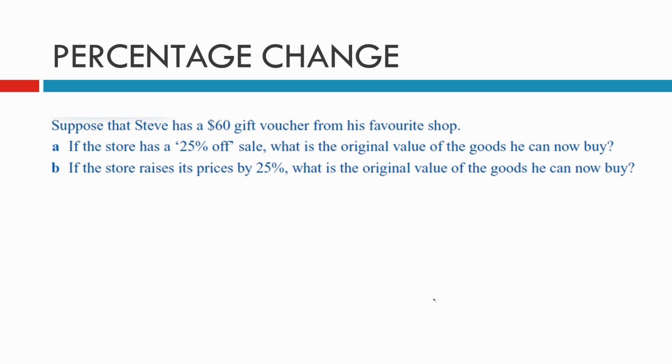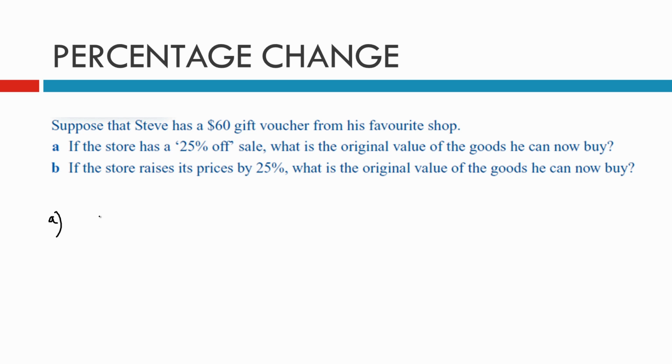So suppose that Steve has a $60 gift voucher from his shop. If the store has a 25% off sale, what is the original value of the goods? The value of the goods that he can now buy. Okay, so it's a $60 gift voucher. That means the purchasing power of that $60 gift voucher should be more. It should buy more for $60 if there's a 25% off sale. So let's see if we can work this one out.